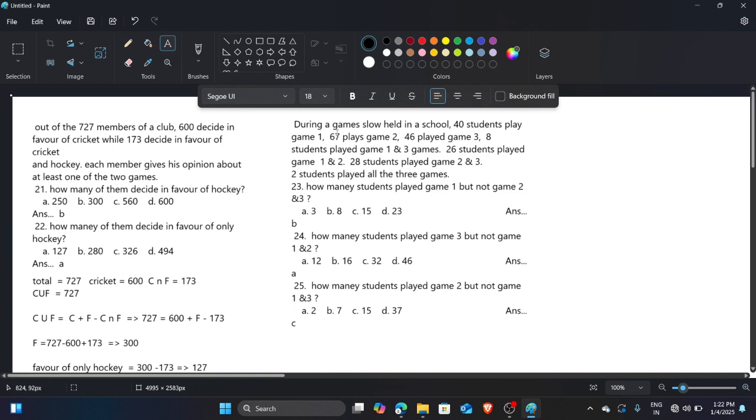Okay, so now what is the question? During a game flow held in a school, 40 students play game 1, 67 play game 2, and so just make the Venn diagram.